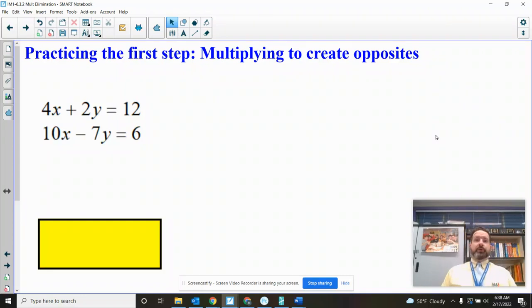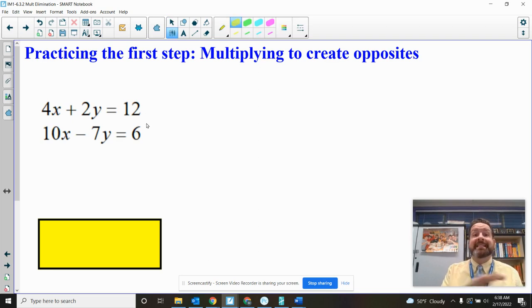The goal of this recording is just to get you some more practice with multiplying to create those opposites. And just so you know, there's always more than one way to do the multiplications correctly. Here's my advice. Let's take a look.